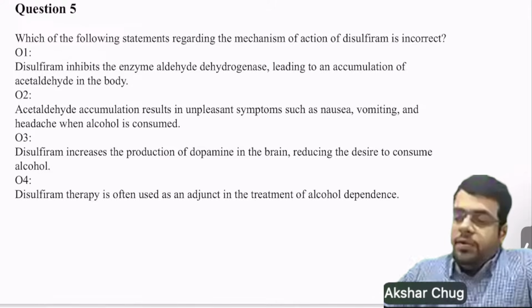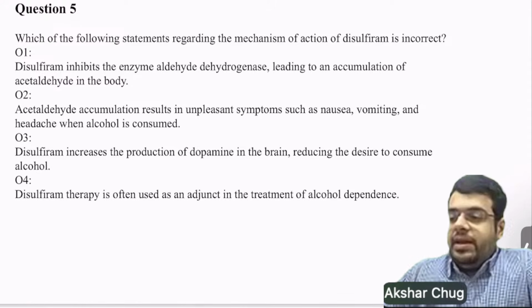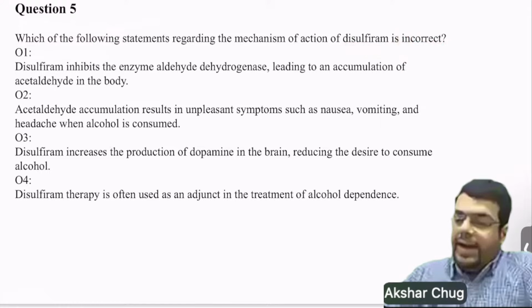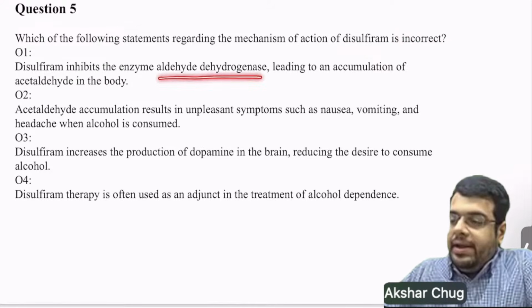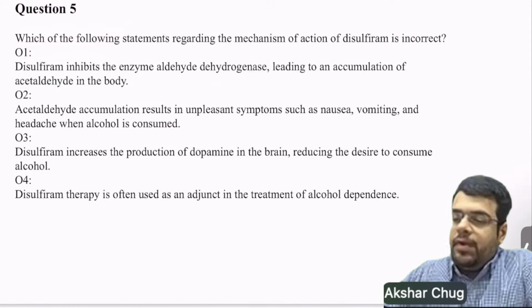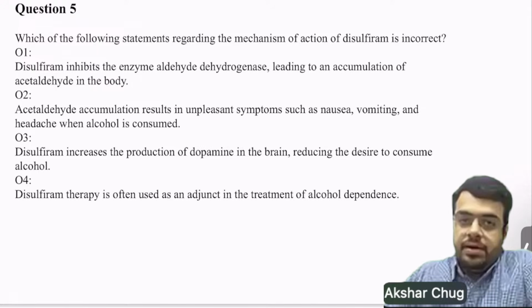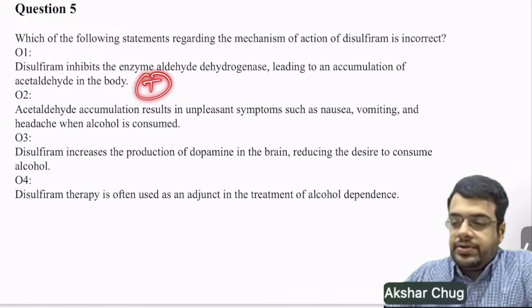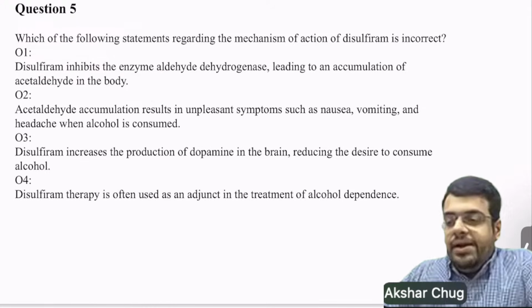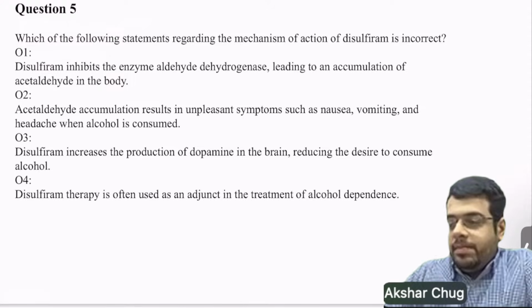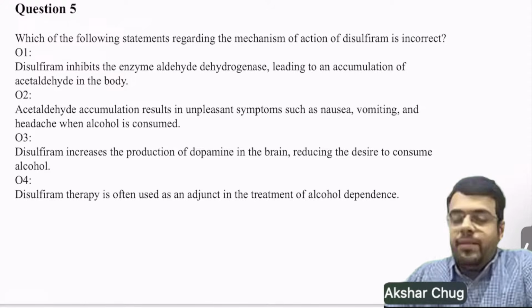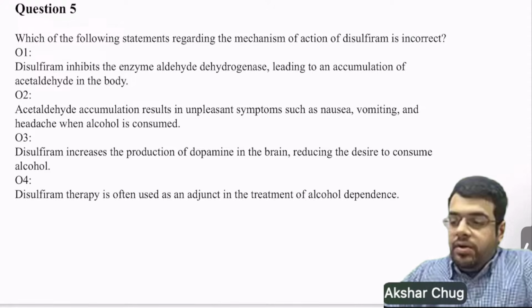Which of the following statements regarding the mechanism of action of disulfiram is incorrect? Disulfiram inhibits the enzyme aldehyde dehydrogenase, leading to accumulation of acetaldehyde in the body. That is completely correct. That is the mechanism of action. Second, acetaldehyde accumulates, resulting in unpleasant symptoms such as nausea, vomiting, headache when alcohol is consumed. So this is also a true statement.